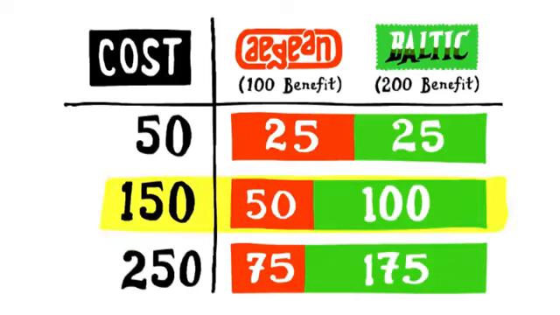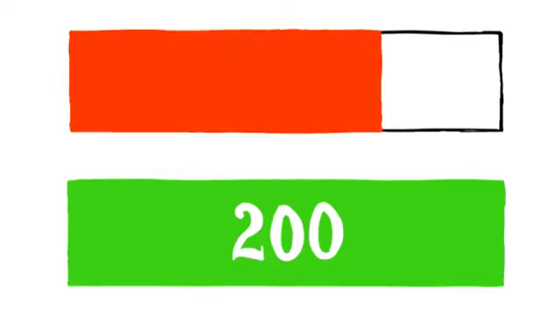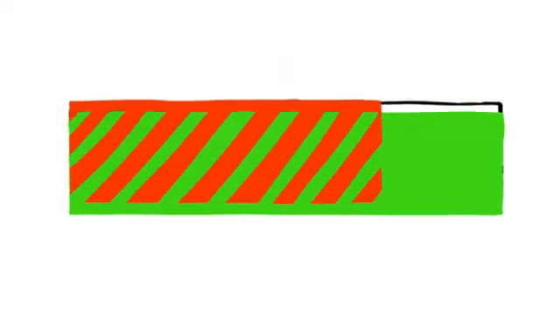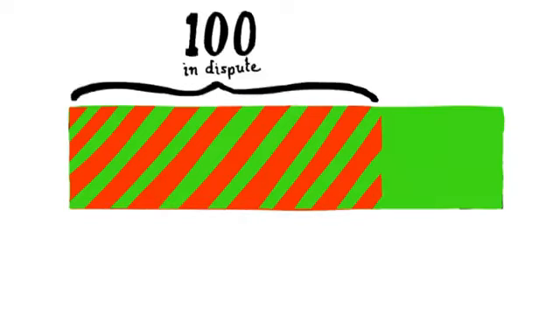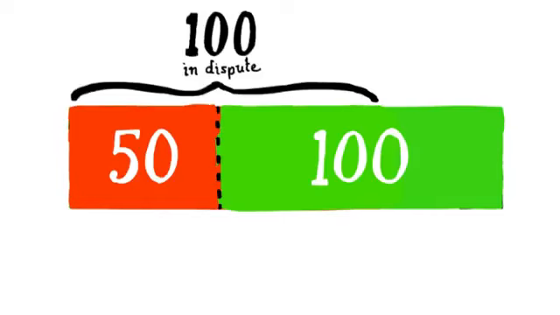In the second row, the cost is 150, so the cloth to be divided up shrinks to 300 minus 150, or 150. Baltic's claim of 200 means it's conceding nothing to Aegean, while Aegean's claim of 100 implies it's conceding 50 to Baltic. The full 100 of Aegean's claim is in dispute, and that is divided up evenly between Aegean and Baltic.